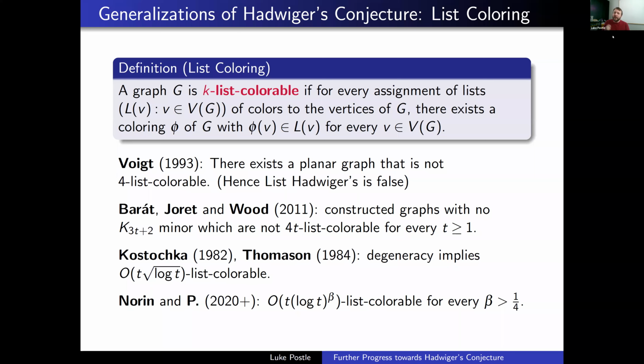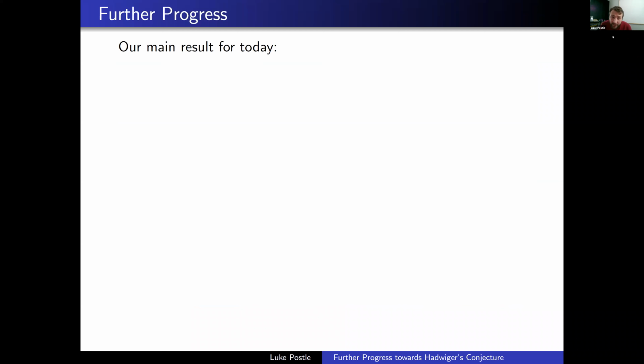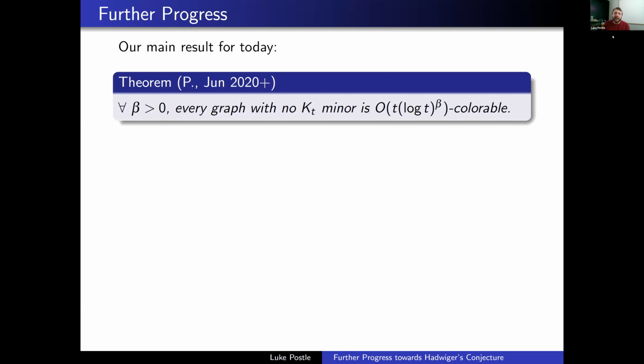But now I wanted to get to our main results, which is not recent progress, but further progress. That's the name, further there. So what's our main result for today? I'll try to sketch some of the ideas of the proof. The main result is that for every beta greater than 0, every graph with no K_t minor is O(t (log t)^beta) colorable. So we can get this quarter all the way down to anything bigger than 0 that we want. So we can go sub-logarithmic in that extra term. So I think that's very nice.